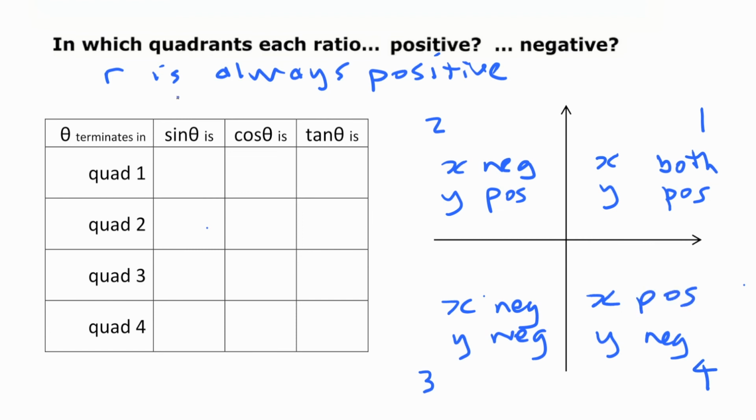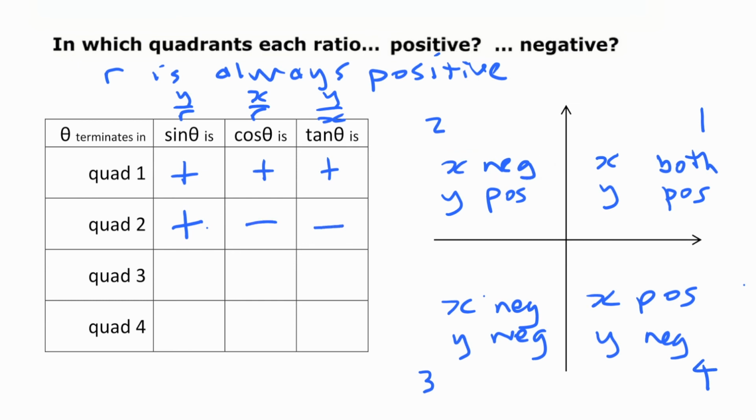And from our definitions, y over r for sine, x over r for cosine, and y over x for tangent, you just think about the values, right? All of them are positive in quadrant 1 because y, x, and r are all positive. So all of these are positive. You have a positive divided by a positive. Quadrant 2, sine was the one that's positive because y and r are the two that are positive there. Anything that involves x in quadrant 2 is going to be negative. Both of these involve x, so they're going to be negative.